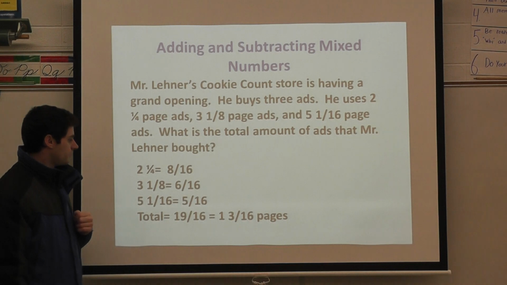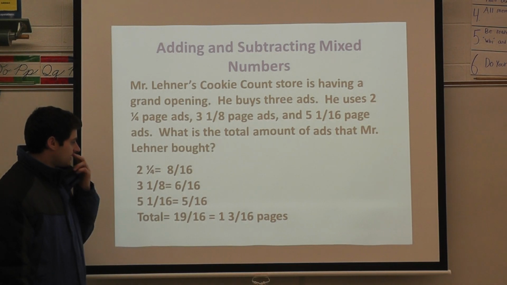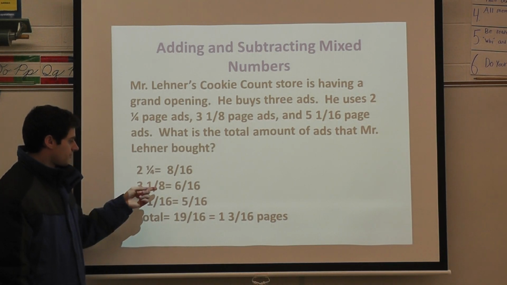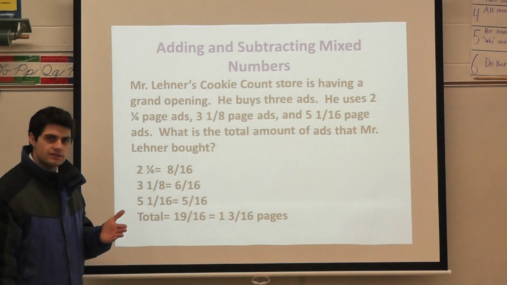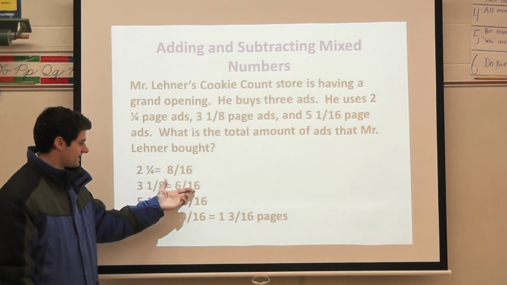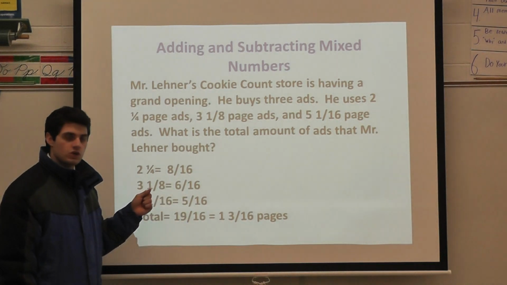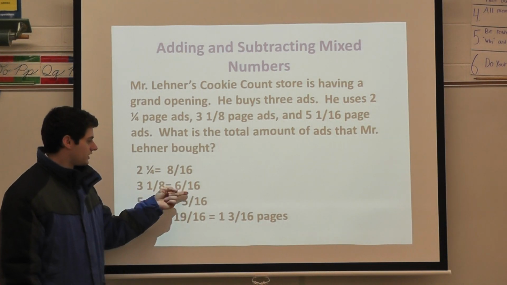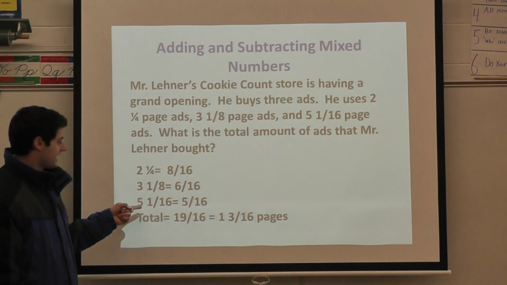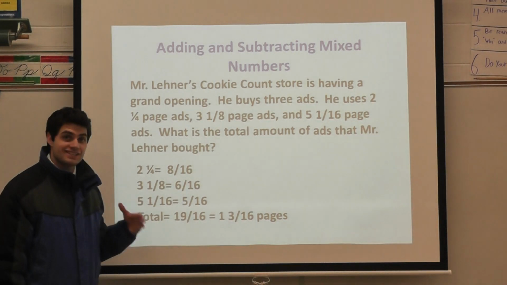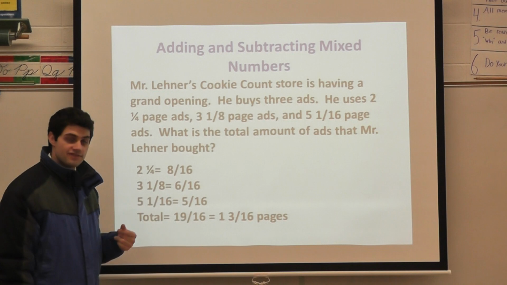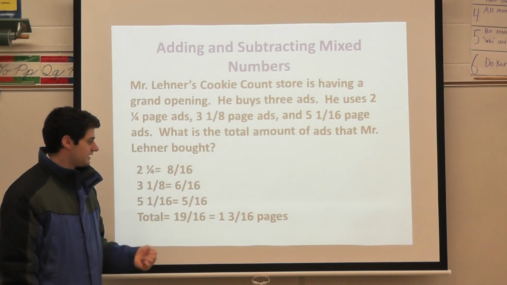Next I have 3 1/8. Well, if I know that I have 3 1/8, well, I have 3 8ths. Well, if I'm working with 16ths and I double the 8 to get 16, I have to double the 3, my numerator, to get 6. So it becomes 6 16ths. And then lastly, if I have 5 1/16ths of an ad, that leaves me with 5 16ths. I already have that same denominator.